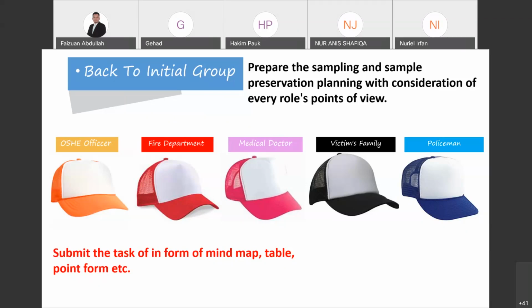For the OSH officer, your point of view in the sampling and the sample preservation planning is about the safety of the work environment. Meaning that, why should the ward in the hospital burn? Maybe some hazard could be there in the hospital. Maybe the electrical wiring is so old. So you should consider sampling not only the dead body but the surroundings, right?